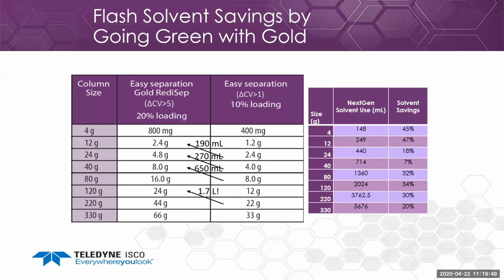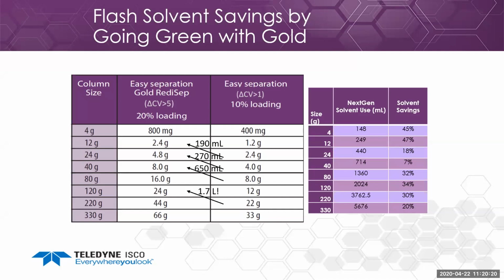And as you see, if I go down to a 220 gram column, so say I've got 22 grams of compound, I want to purify that on a regular ReadySep versus a ReadySep gold, I would be using 1.7 liters of solvent more per run. So as we get into these larger columns, you're starting to see some significant solvent savings for the purification.